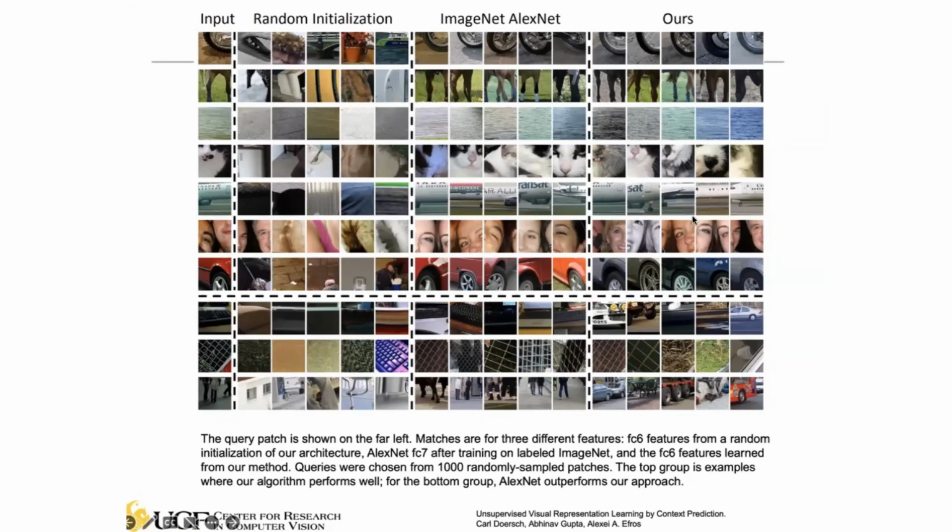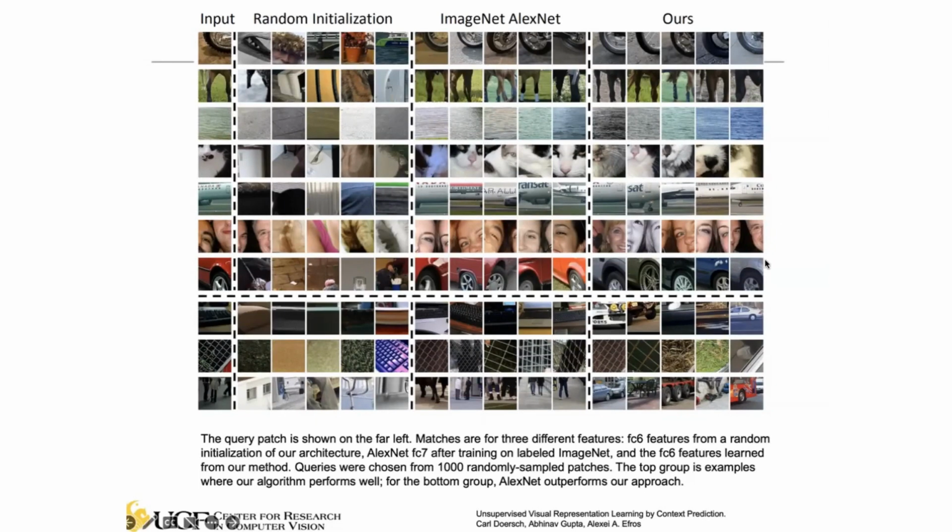The last one is the FC6 feature learned from the self-supervised learning method, doing this kind of context prediction. If you look at these retrieved examples, they all belong to the same class as the query, which indicates the features learned through this self-supervised task are also meaningful. It learns similar things compared to supervised training.